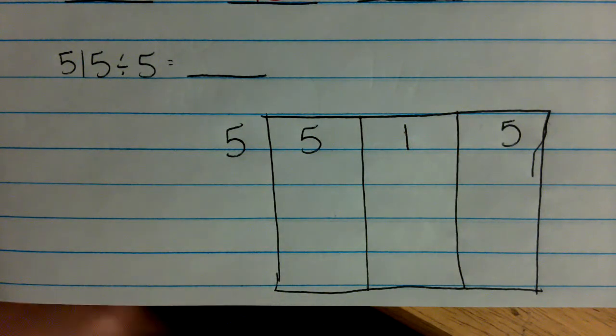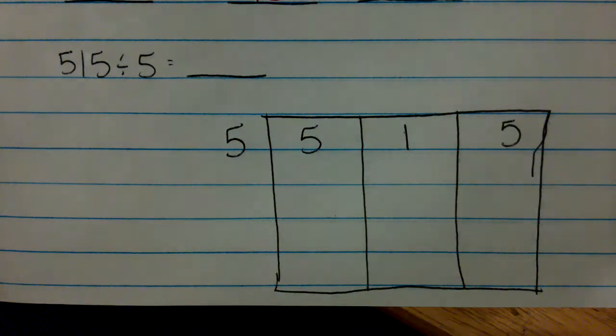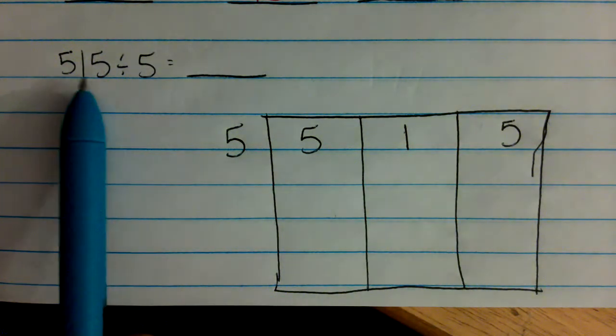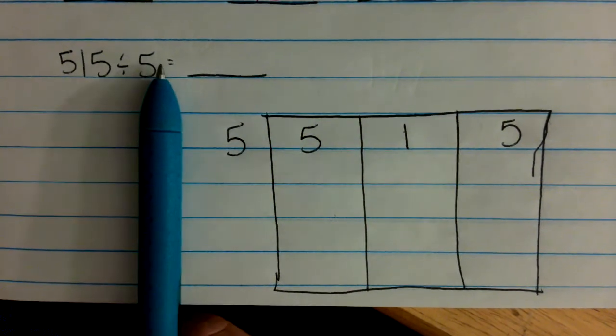Okay. So the last video we were kind of talking about how multiplication and division are related. So now we're actually going to get into the act of dividing. Okay. So we have this problem: 515 divided by 5.